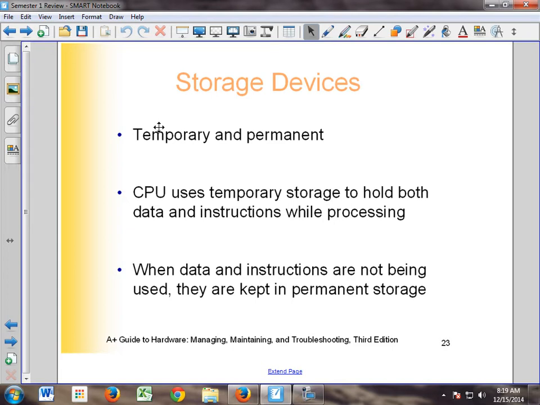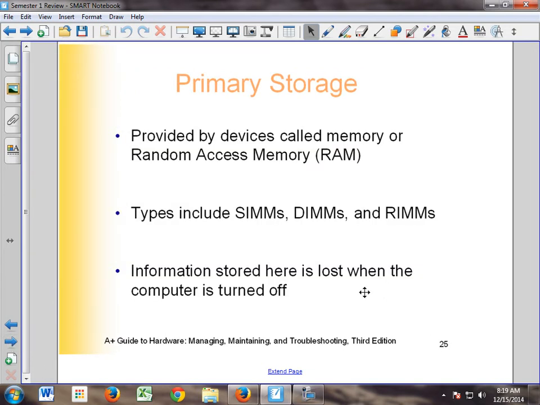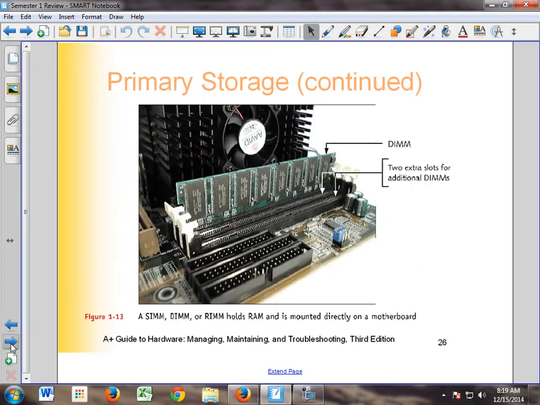If I was to ask you to identify the difference between temporary and permanent storage devices and primary and secondary: memory is primary, but it's temporary. Hard drives, flash drives, and CD-ROMs are secondary, but they are permanent. You should be able to put those two things together in a matching type question. Primary means primary to the CPU.